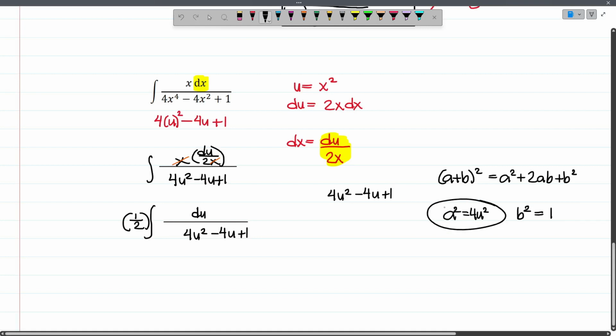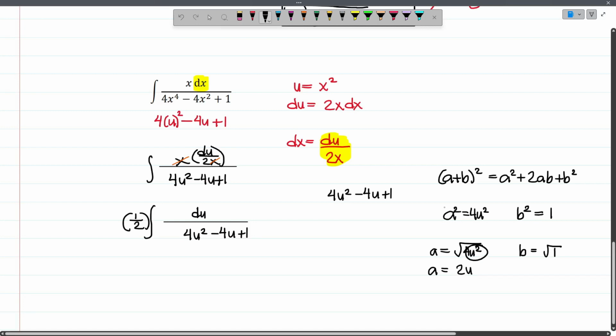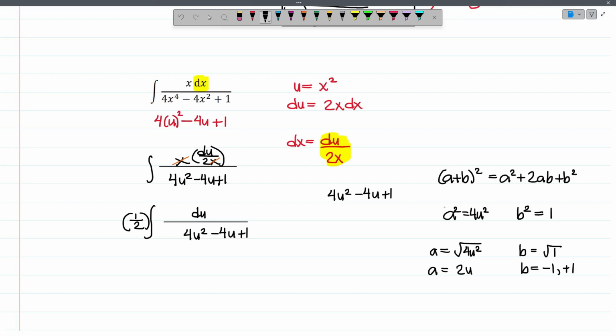And so taking the square roots, we can now solve a and b. Now our a will just be the square root of 4u squared. And then our b will become the square root of 1. Now, the square root of 4u squared will become 2u, because again, we will take the square root of 4, which is 2, and then the square root of u squared will become u. And then for b, we have square root of 1. Now, the square root of 1 may be negative 1 or positive 1. However, we will actually be taking this value because the sign of our middle term is actually negative.